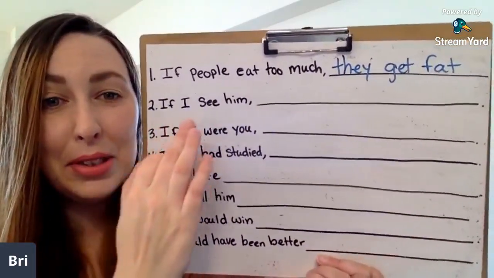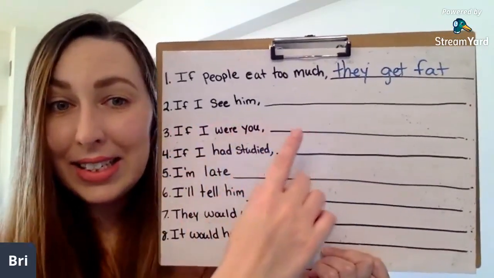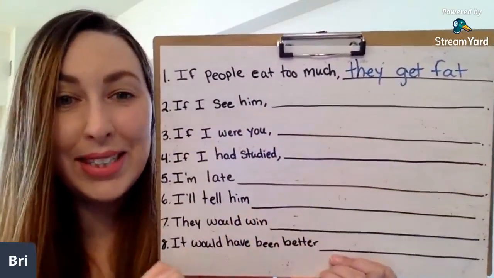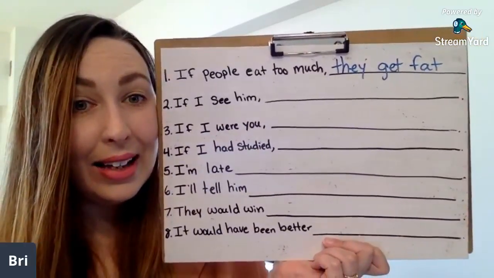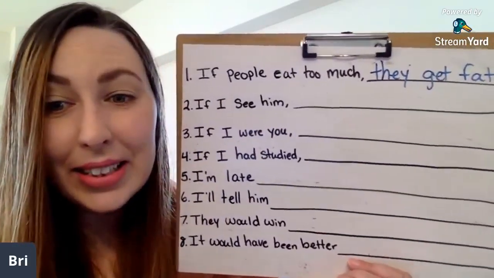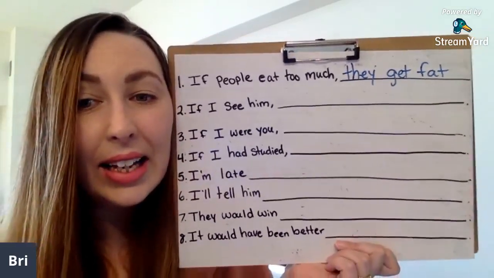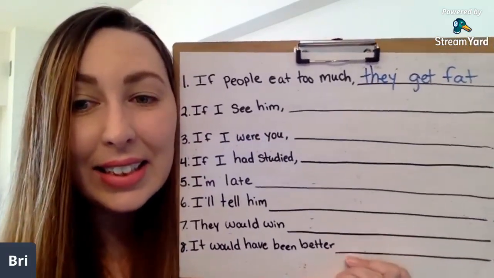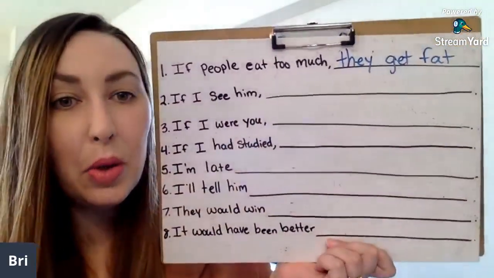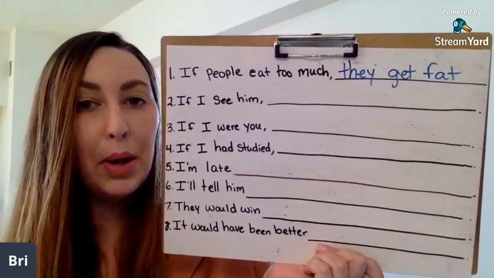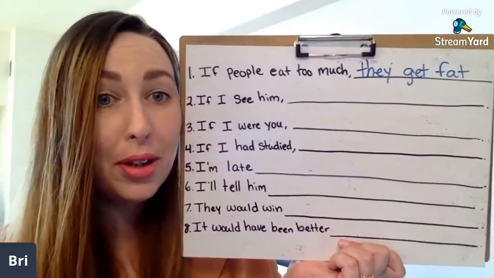How about number two? If I see him, what's going to happen? If I see him, okay. So for the first one, we are using the zero conditional. So we just use the present simple. If people eat too much, they get fat, right? It is a truth. Okay.